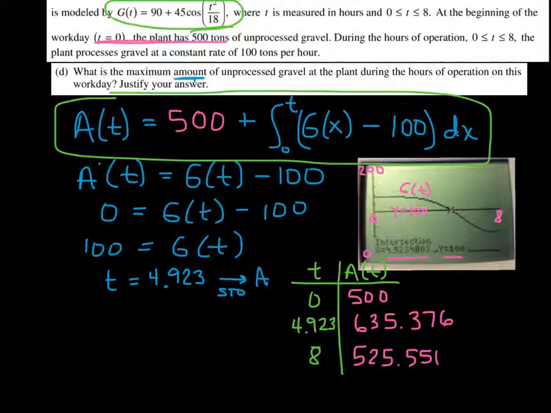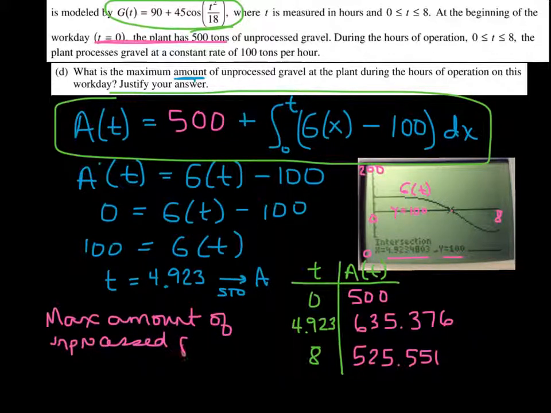Okay, so clearly I see that I have a maximum at a time of 4.923, and it wants specifically, though, the maximum amount of gravel. So it doesn't want the time, it wants the maximum amount. So I would say max amount of unprocessed gravel is 635.376 tons. And that's it. So that would be my final answer for that and all that work.